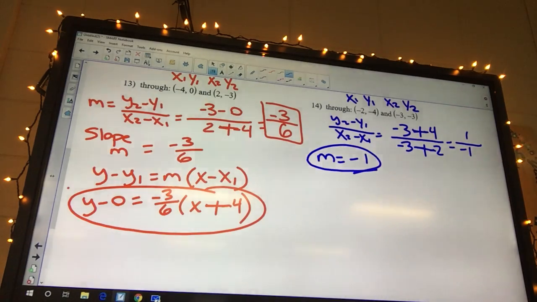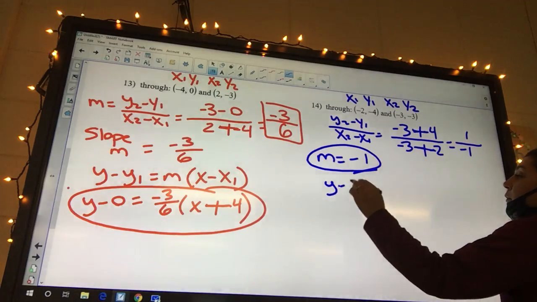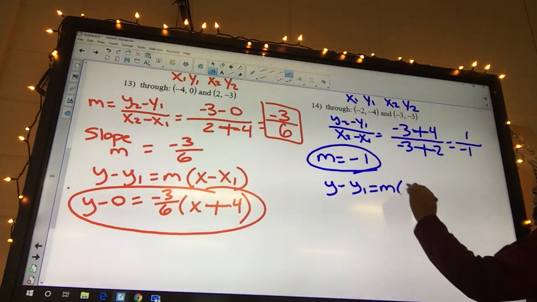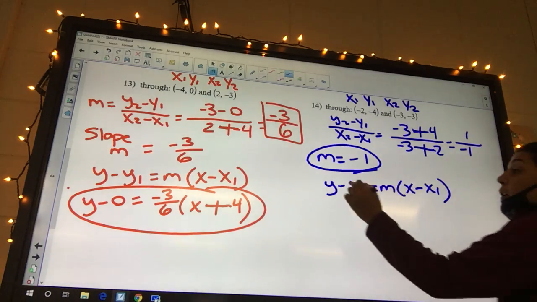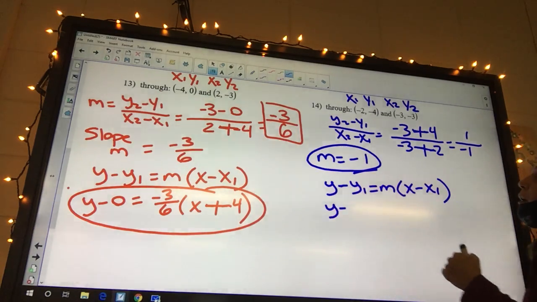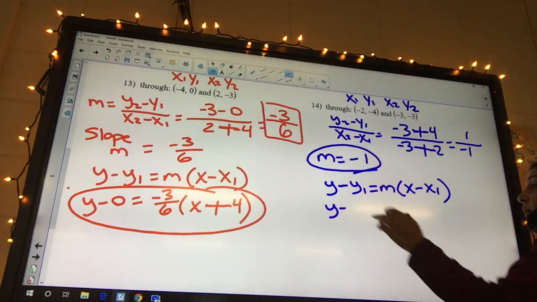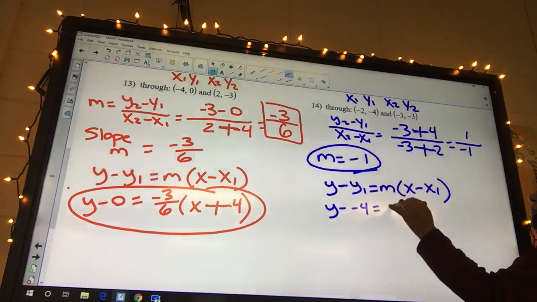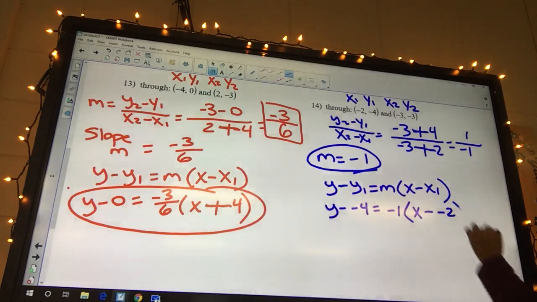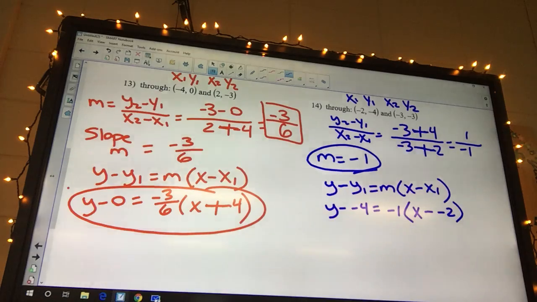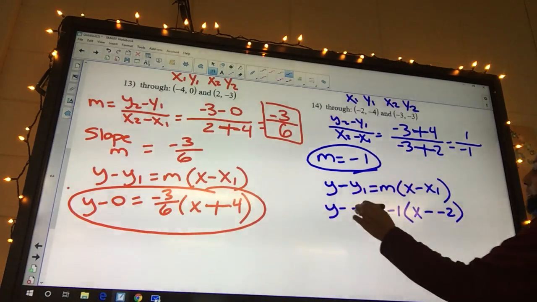Okay, so now we have a slope and we have points. What formula do we need to use? Point slope. Okay, so I got y minus y1. And my y1 is what? Negative 4 equals my m is negative 1, times x minus my x1 is negative 2. And then I can change these minuses into a plus.